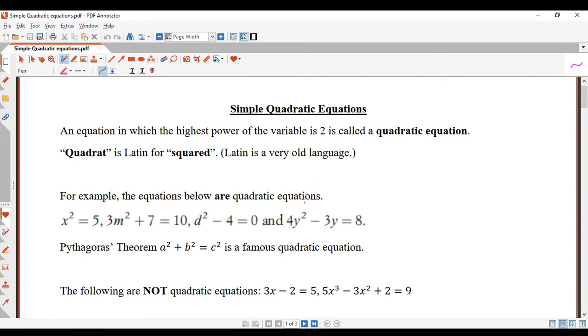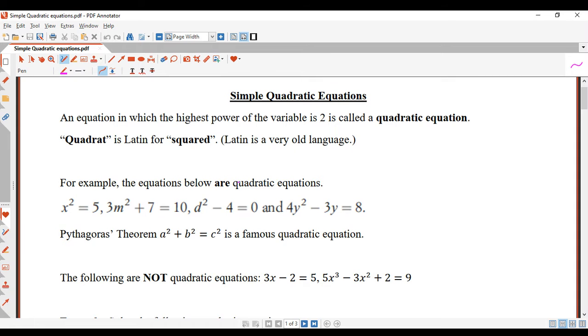So we're going to move on from linear equations. Now, quadratic equations are equations where the highest power of the variable is 2. Okay? Now, quadrat means squared in Latin. So Latin is a very old language. It's not used anymore, but the word quadrat means squared. So a quadratic equation is an equation with a squared term in it. And in fact, the highest power in the quadratic equation is a squared term.